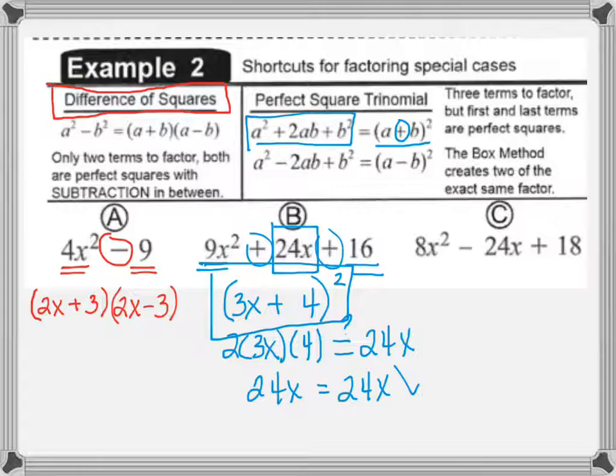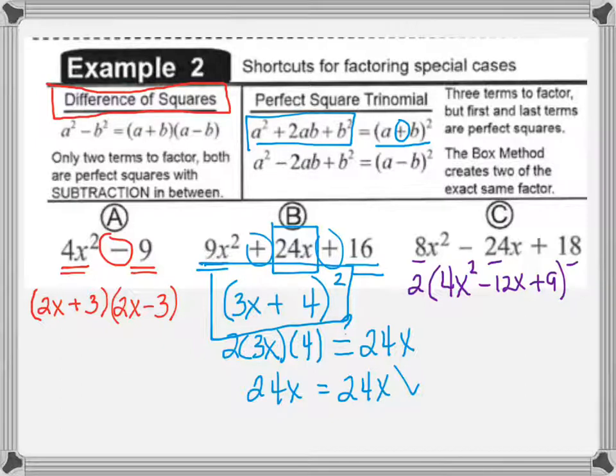Let's look at example C. Now, is there a GCF that we can factor out of 8, 24, and 18? Yes, we'll factor out a 2. 8x squared divided by 2 is 4x squared. Negative 24x divided by 2 is negative 12x. Positive 18 divided by 2 is 9.